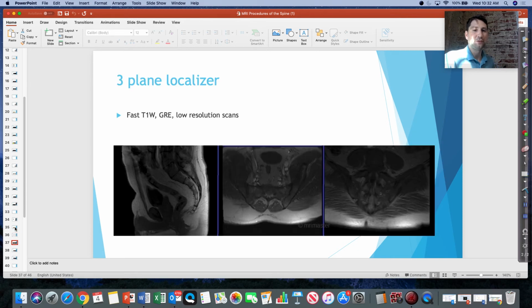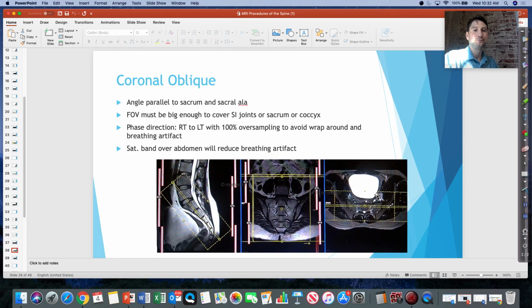Here's our localizer. You got your sagittal, your axial, and then your coronal. So your coronal is going to be oblique. It's a coronal oblique. So you're going to want to angle with the sacrum, and maybe if it is coccyx specific, maybe take a little of that angle off so you can see the coccyx a little bit more in profile.